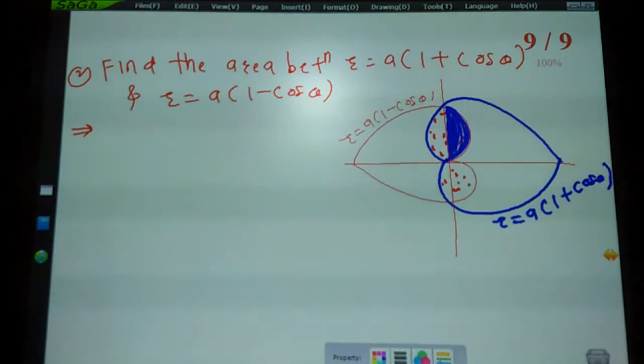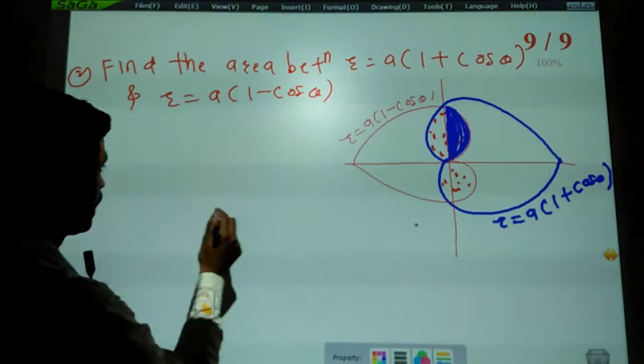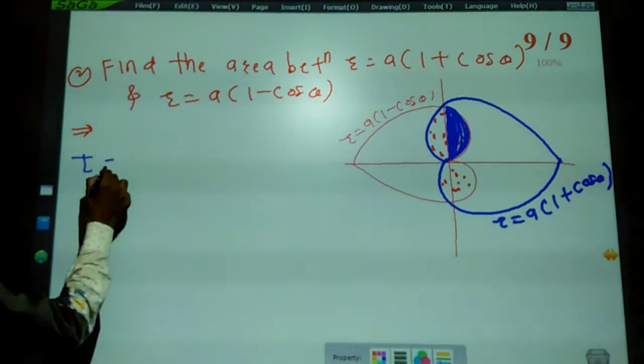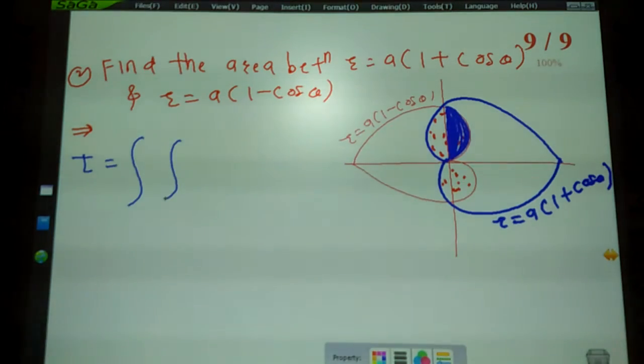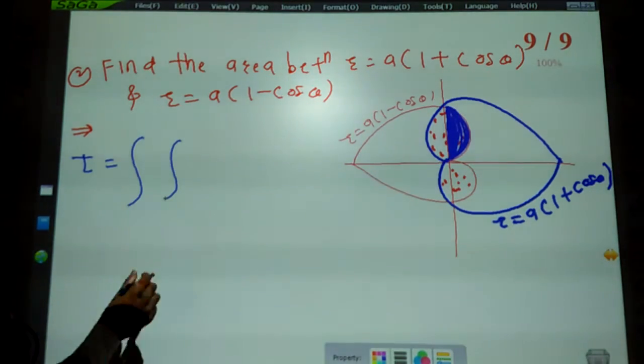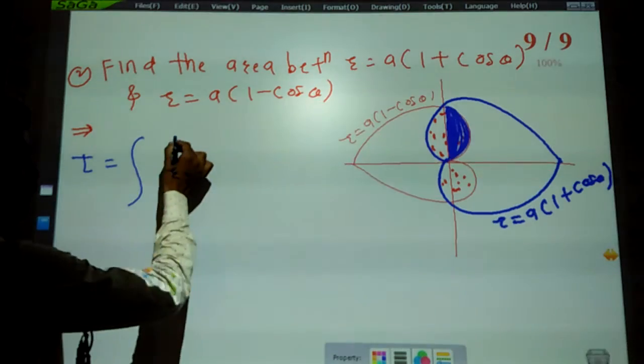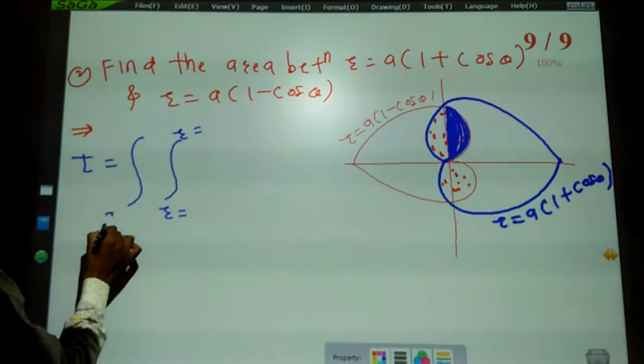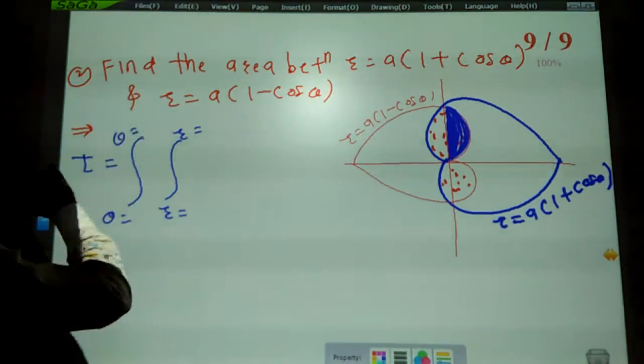So remember that we will only think about the first part, and whatever answer comes, we will multiply by 4. Then we will get the whole area in between. So now we will start thinking about that first quadrant. So what is r and what is theta in the first quadrant? So r is equal to here, and theta is equal to here.